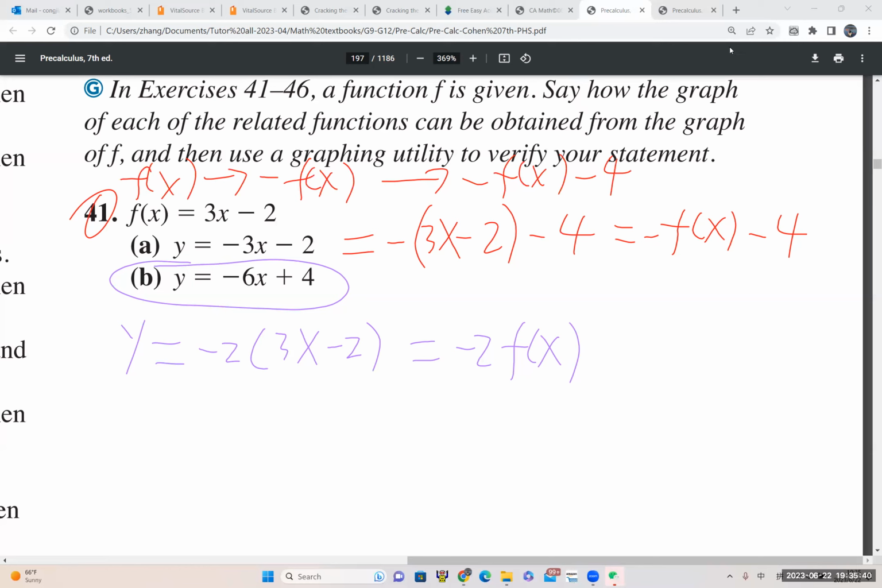Then now let's go to part B. Y actually is negative 2 f of x. So starting from here, first I go to here. This we call vertical stretch by a factor of 2, right? Then going to negative 2 f of x means going to the opposite. This is called reflect by the x-axis or y-axis? X-axis. X-axis. Okay.